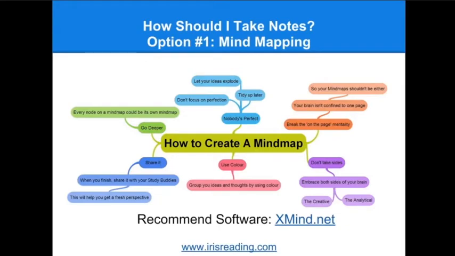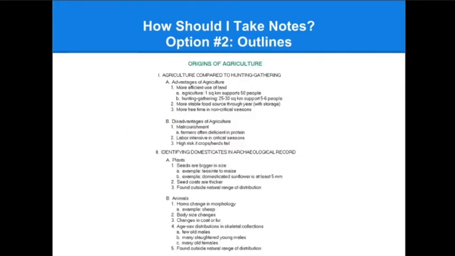Now, what other ways can you take notes? Well, you can also create an outline. All of us are familiar with outlines. I want you to know outlines can be useful if you have material that is very sequential or step-by-step, for example, history is a good example. World War II should probably come after World War I, right?